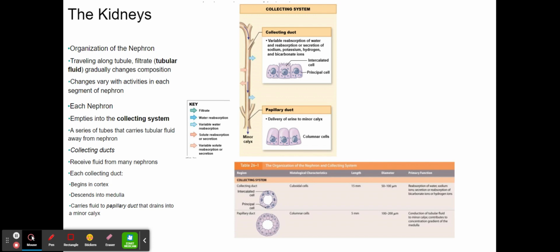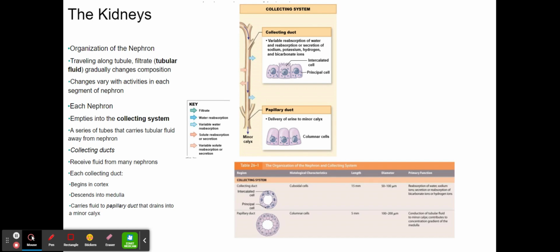As the filtrate travels along the renal tubule, it is now called tubular fluid, and it gradually changes in composition. The changes that take place and the characteristics of urine that result are due to the activities underway in each segment of the nephron. The nephron empties into the collecting system, which is a series of tubes that carry tubular fluid away from the nephron. Collecting ducts receive this fluid from many nephrons. Each collecting duct begins in the cortex and descends into the medulla, carrying fluid into a papillary duct that drains into the minor calyx.